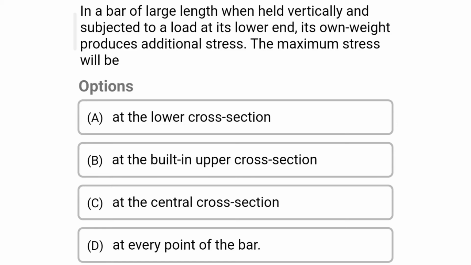Today we are going to see the MCQ related with structural analysis in the topic of strain energy and displacement of statically determinate structures. So the first question, in a bar of large length when held vertically and subjected to the load at its lower end, its own weight produces additional stress. The maximum stress will be option A at the lower cross section, option B at the built in upper cross section, option C at the central cross section, option D at every point of the bar. So the correct answer is option B at the built in upper cross section.